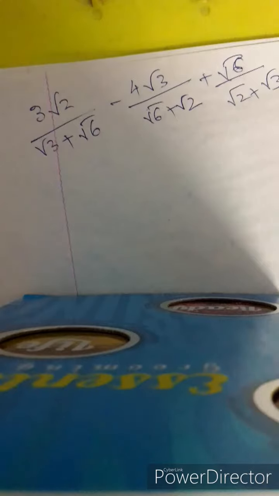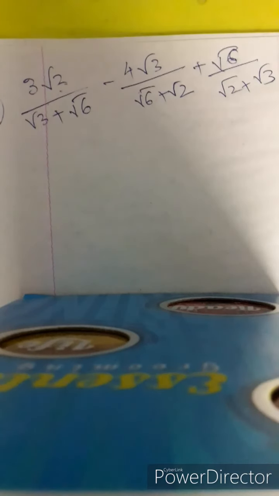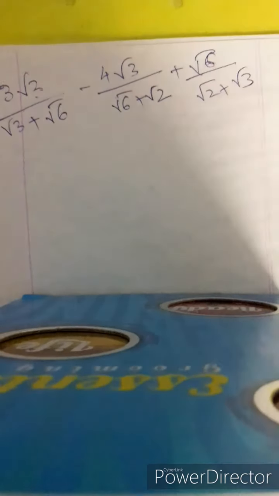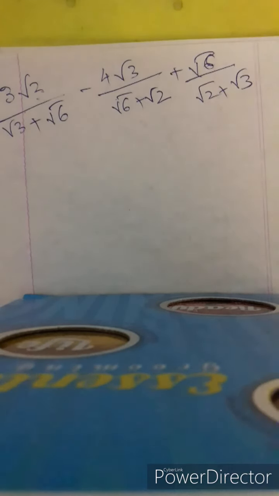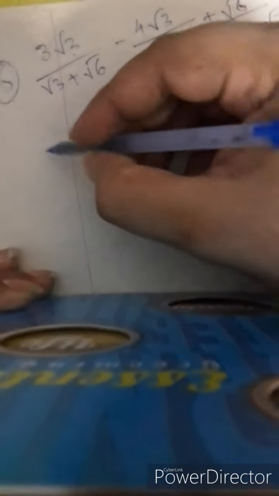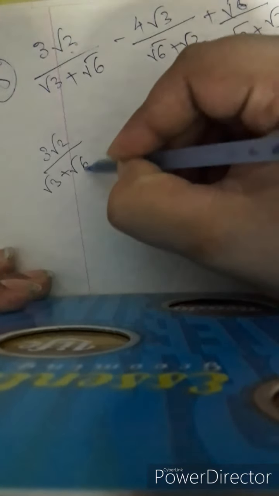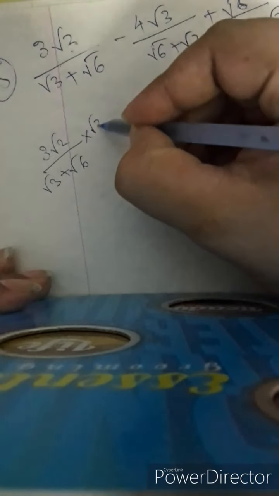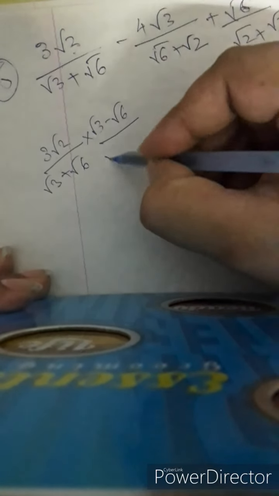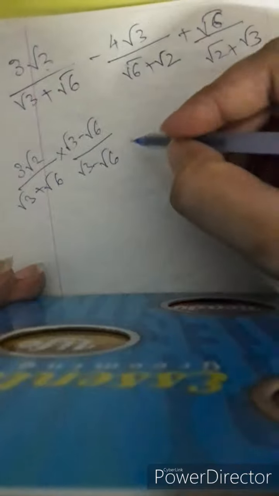Rationalize the denominator for this problem. Hope you are able to see this problem. 3 root 2 divided by root 3 plus root 6 minus 4 root 3 divided by root 6 plus root 2 plus root 6 divided by root 2 plus root 3. So 3 root 2 divided by root 3 plus root 6. What do we rationalize here? Root 3 minus root 6 by root 3 minus root 6.